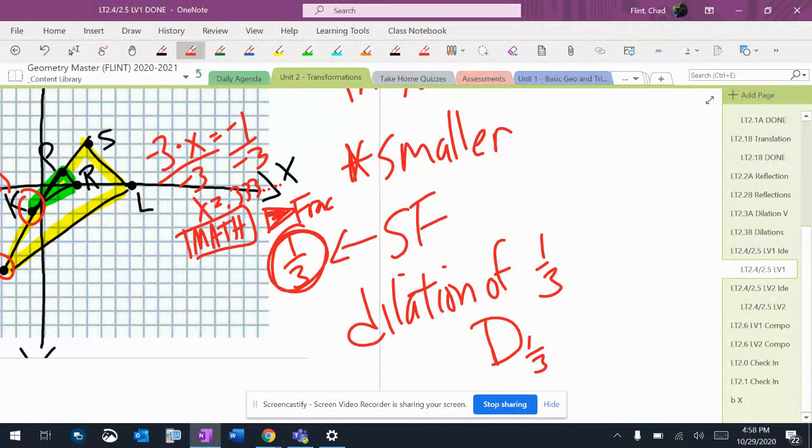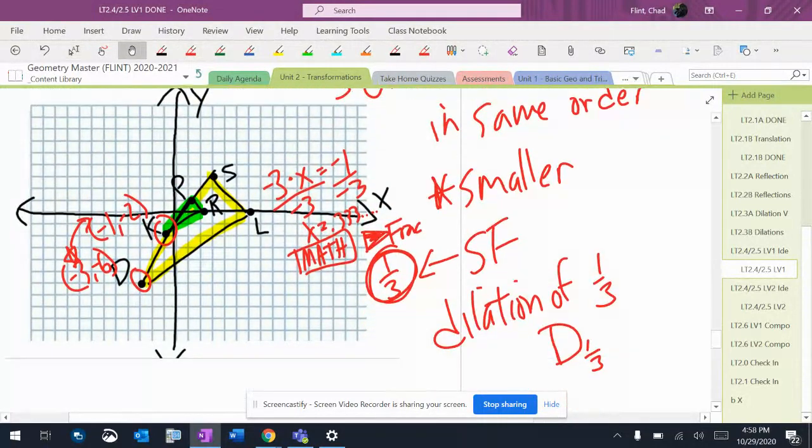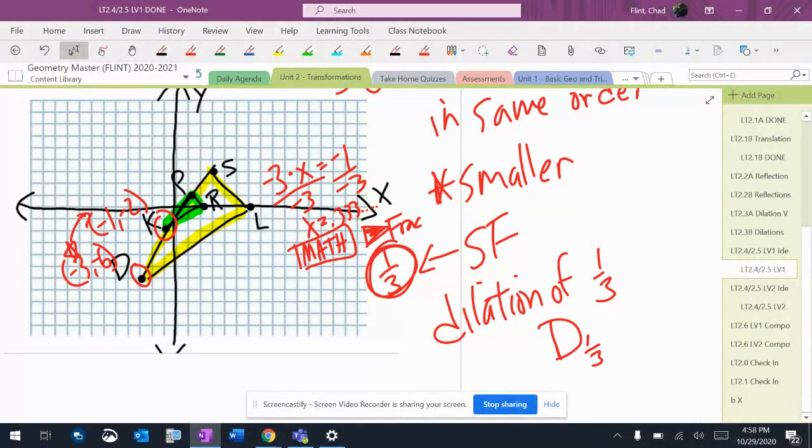All right, be careful with the dilations. They're a little bit trickier to figure out. You just got to be careful with what you're multiplying by. As a side note, if you said a dilation division by 3, it's not really right, but I think you're probably going to get credit for it. So if you have to say division, go ahead and do that.